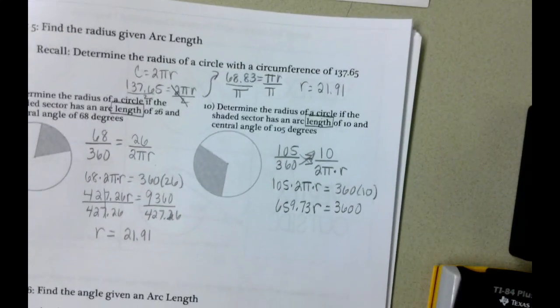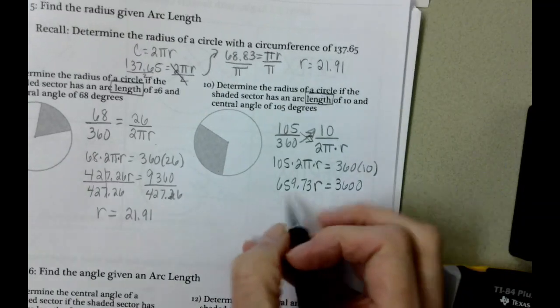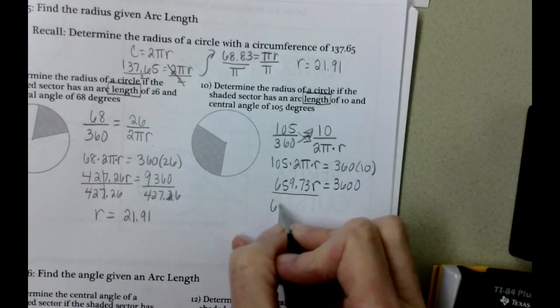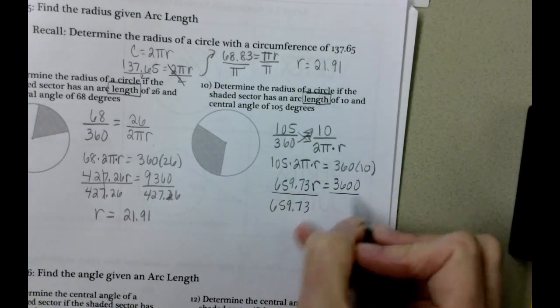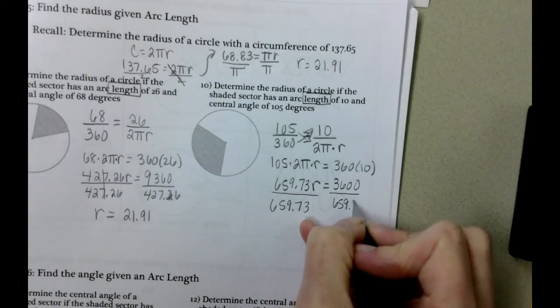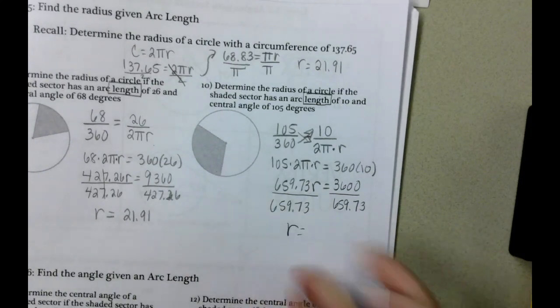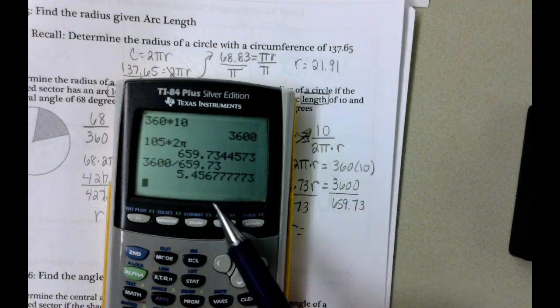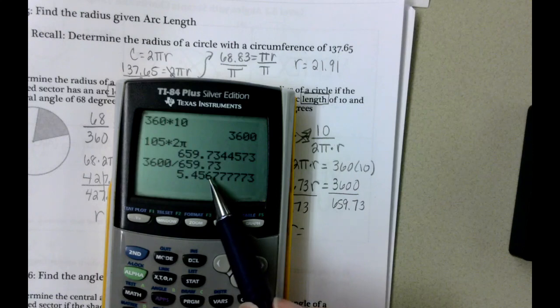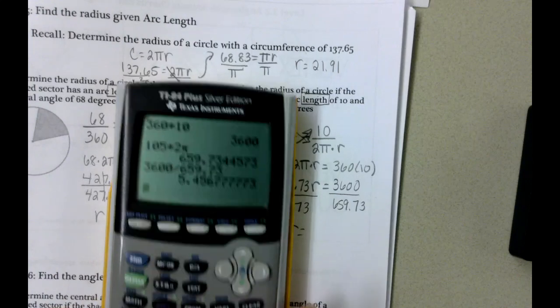And don't forget that it's multiplied by r, so we need to undo that multiplication by dividing. So 3,600 divided by 659.73 will give us our r. We're going to round to 2 decimal places, so we're looking at the 6. The 6 is 5 or higher, so that means our 5 is going to move up to 5.46.